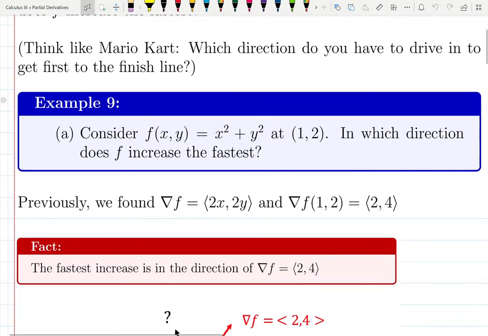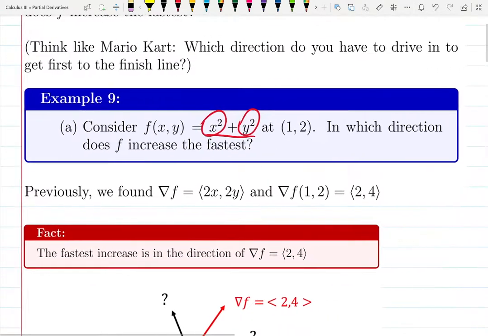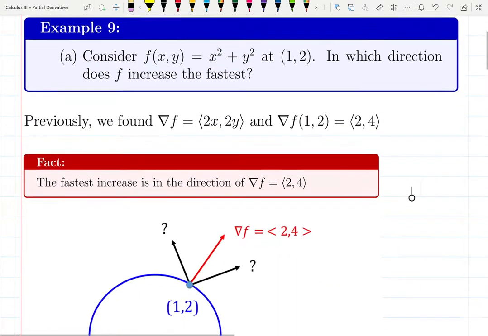Previously we found what the gradient is for this function. Partial derivative with respect to x, that's 2x. Partial derivative with respect to y, that's 2y. The collection of those two gives you the gradient. So maybe you don't understand the question. That's why there's a nice graph here.